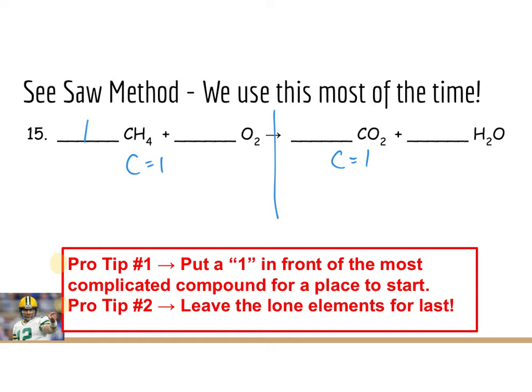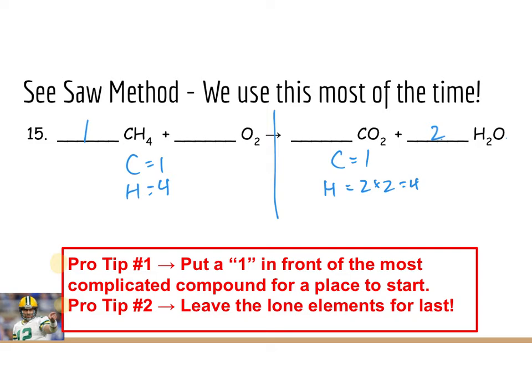So now the seesaw, I'm going to go back over here. Now let's count the hydrogens. My hydrogens, I've got 4. And how many hydrogens do I have over here? Oh, only 2, right? So I'm going to multiply that by 2 to get 4. So my coefficient is going to be that 2. Now that not only affects the hydrogen, but it also affects the oxygen.